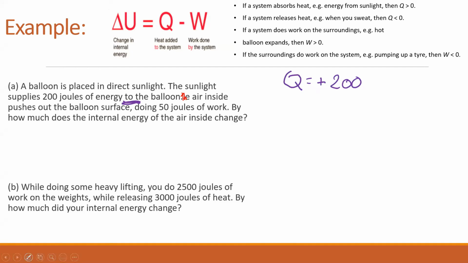So the next one is going to be W, work. Can someone tell me how much work is being done? And then for bonus points, can you tell me if it's negative or positive?